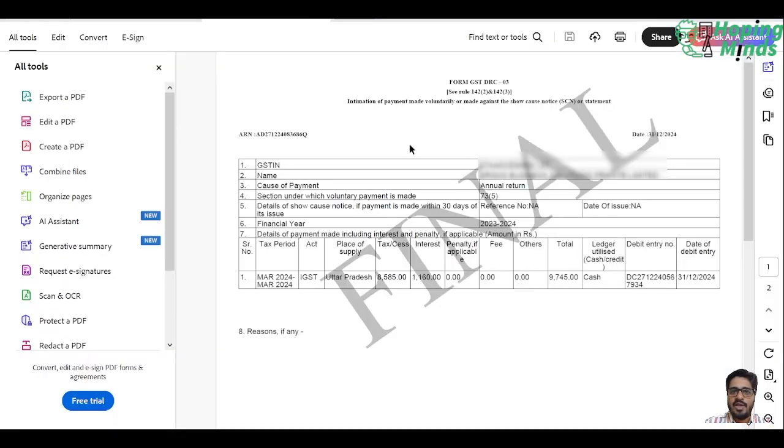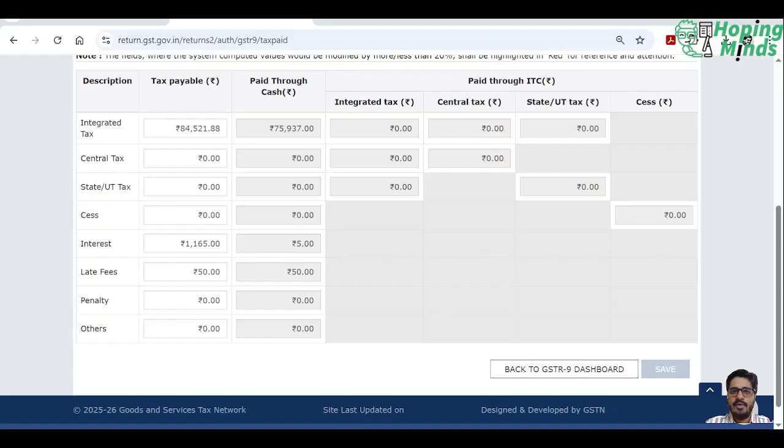Here, this was the difference 8585 towards tax amount and 1160 towards the interest amount. This has been paid using DRC-03 challan. So moving ahead, let's again go back.